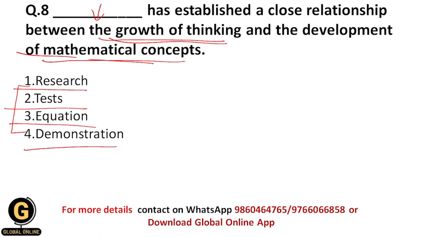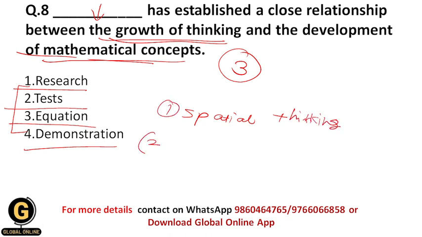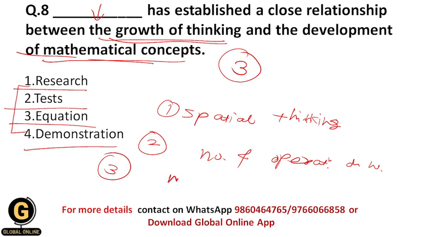So basically students, within the mathematical concepts there are 3 basic concepts, and those concepts are spatial thinking. This is the first concept. Second one is number and operation on number, and the third concept is measurement.